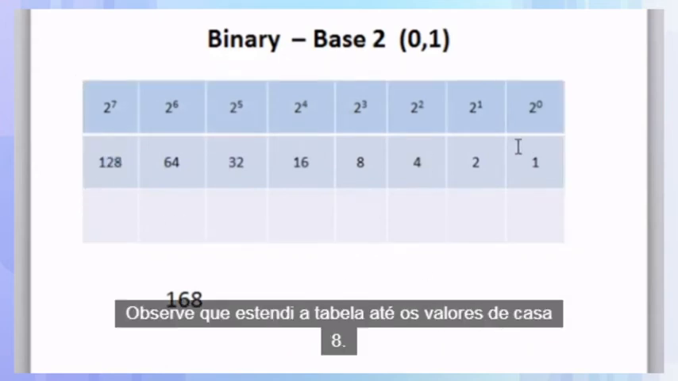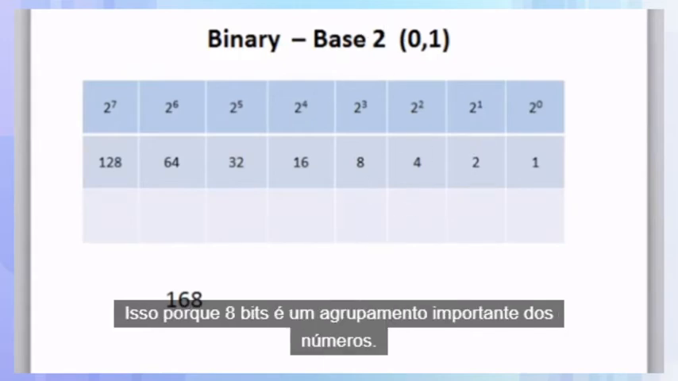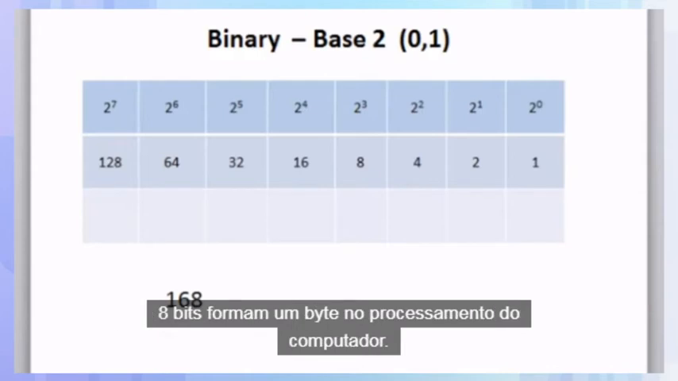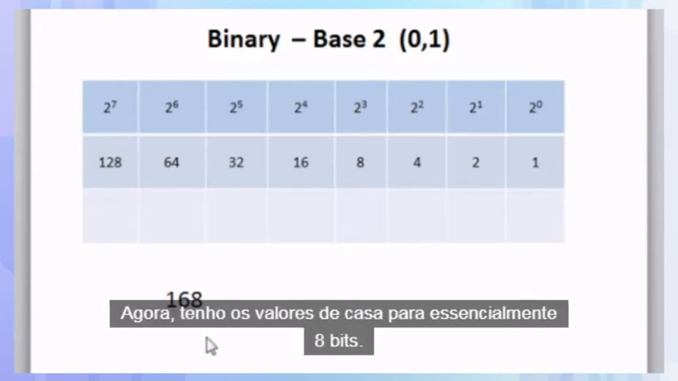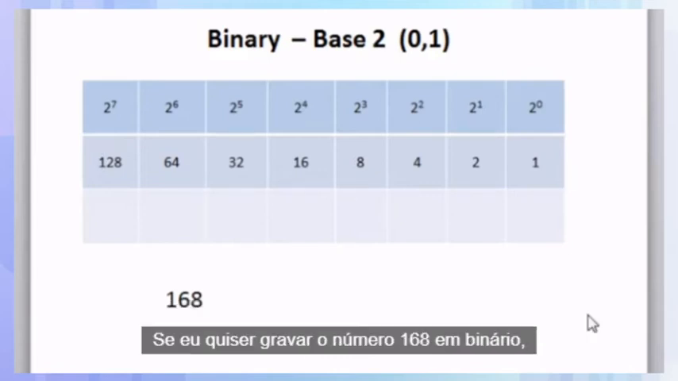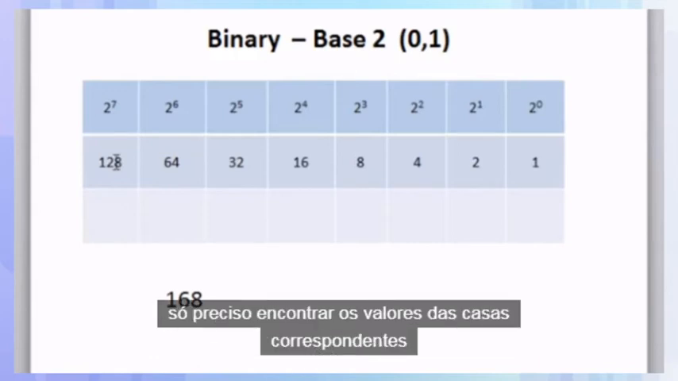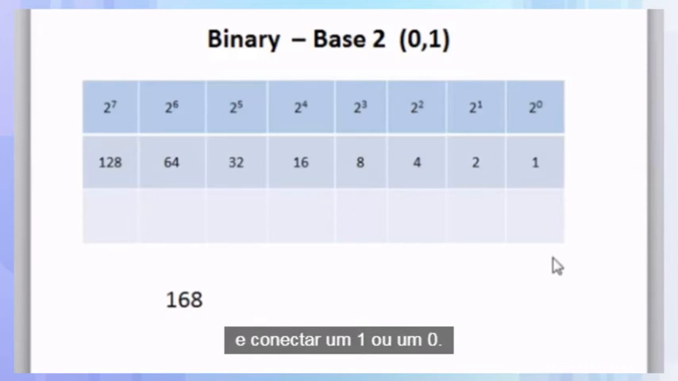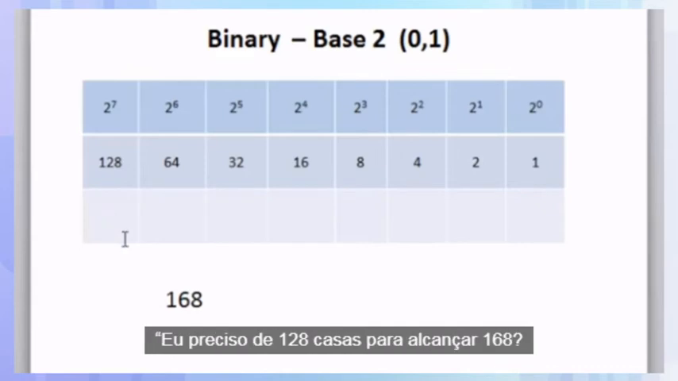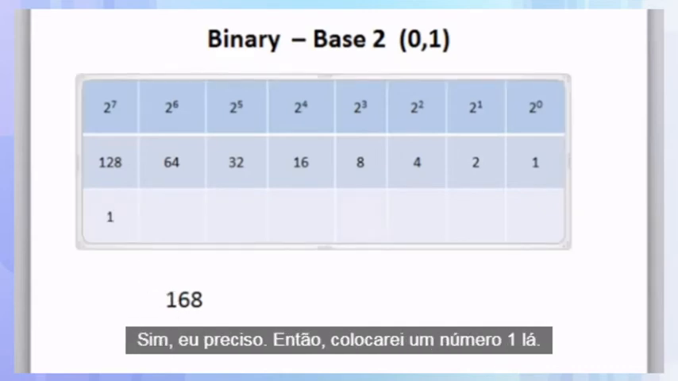Notice that I extended the table to 8 place values. That's because 8 bits is an important grouping of numbers. 8 bits makes a byte in computer processing. So now I have the place values for essentially 8 bits. If I want to write the number 168 in binary, I just have to find the corresponding place values and plug in either a 1 or a 0. So I'll go to the 128's place and ask myself, do I need 128 to reach 168? Yes, I do. So I'll put a 1 there.